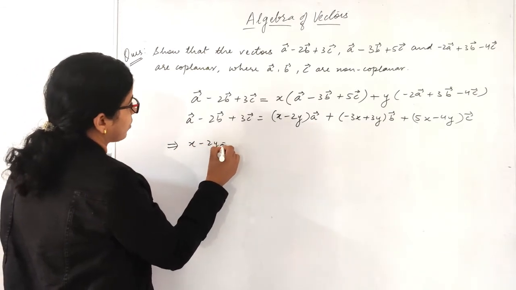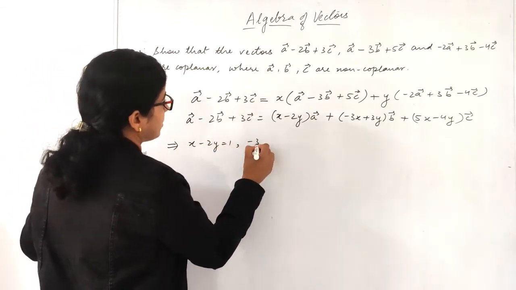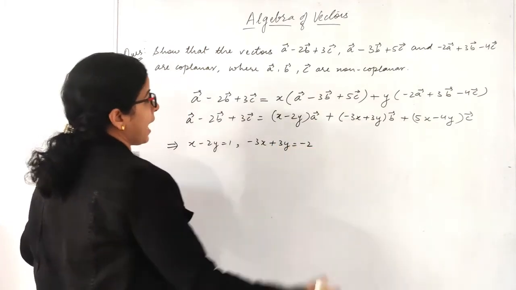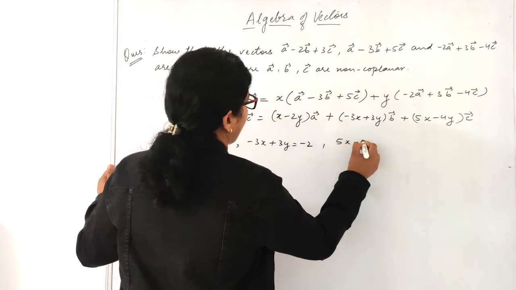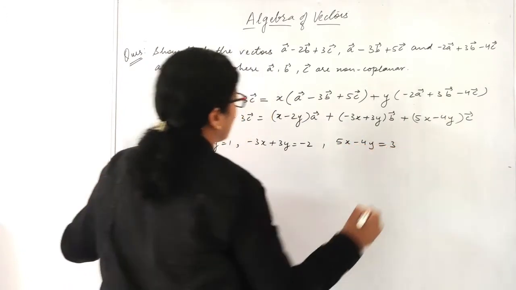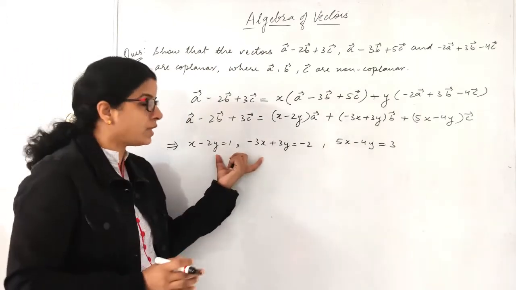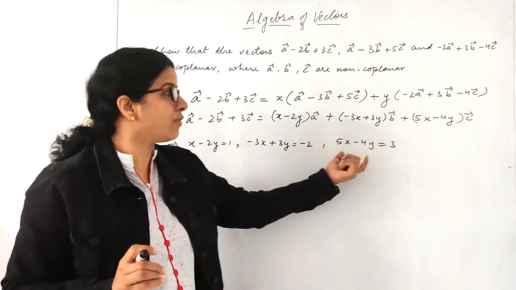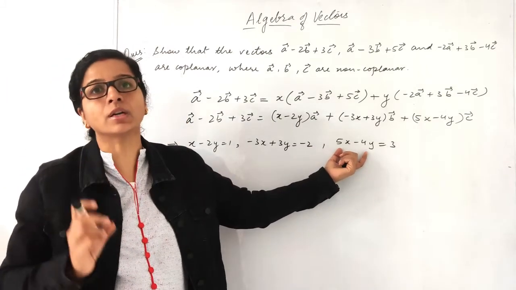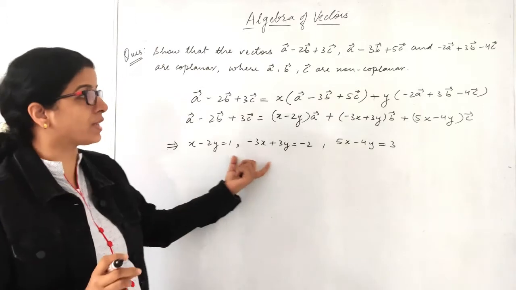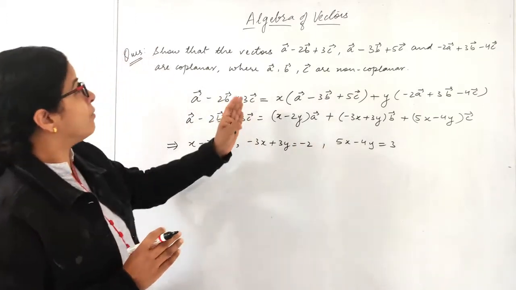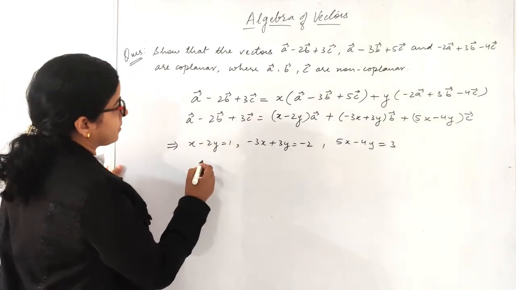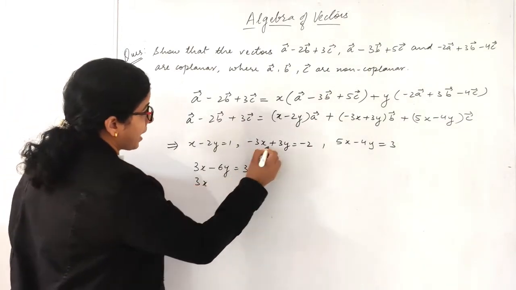x minus 2y equals 1, comma, minus 3x plus 3y equals minus 2, and the third equation is 5x minus 4y equals 3. Now we will solve these 2 equations to get the values of x and y, and I will substitute those values of x and y in the third equation. If my third equation gets satisfied with those values of x and y, it means my vectors are coplanar. Is that clear? So let us first solve these 2 equations.